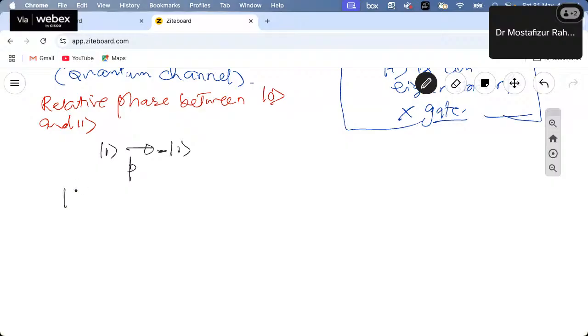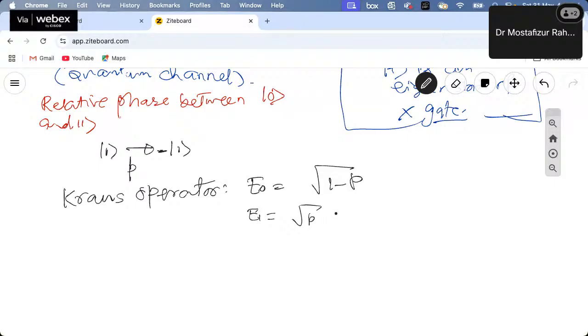So the Krauss operators: E0 is basically your square root of 1 minus P, and E1 is basically square root P times the Pauli Z matrix. Okay, Pauli Z matrix is a capital Z matrix. So this is square root P times the matrix 1, 0, 0, minus 1. This is the matrix.